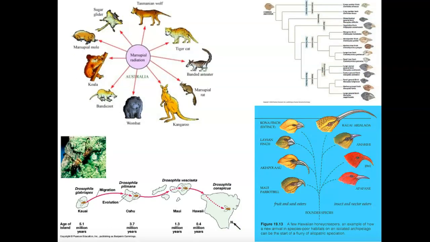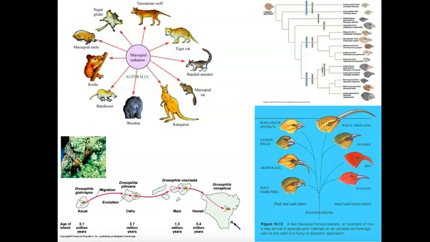There's quite a few examples of adaptive radiation. One of them is marsupial radiation in Australia. Marsupials are mammals that have a pouch. There was an original marsupial that colonized Australia, and from that original marsupial, there was a radiation event where we had many, many different marsupials evolve from the original marsupial.